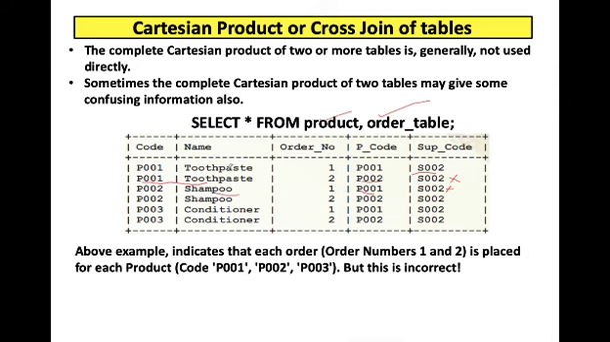In the same way, we need to join the product only with its own product code to get the order number or the supplier code. So we need not join each and every row of the first table with each and every row of the second table to get a significant result. That means we need to put a filter on cross join to get a significant result. That we'll do in equi join.